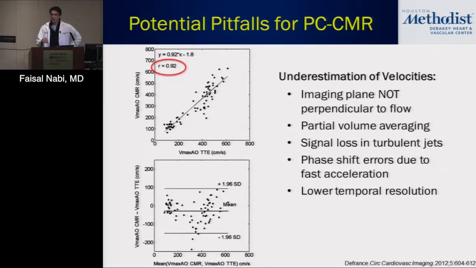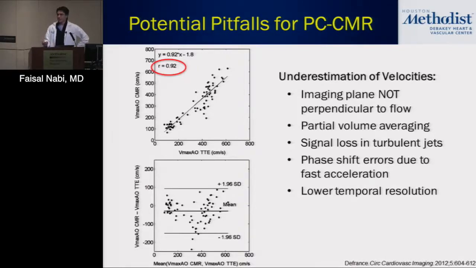A lot of the time we have fewer errors with our planimetry. The reason is because, unlike echo, calcium really doesn't cause us a problem. Calcium, as you know, doesn't have any protons, so it doesn't really image. So we can see the valve open and close very well for planimetry. But with velocities, we have to be a little bit careful, and there can be some errors. One, you have to be perfectly sure that you are truly perpendicular to flow.